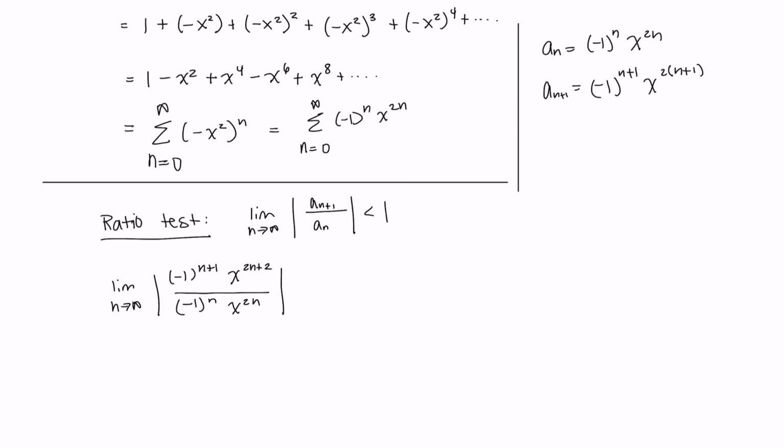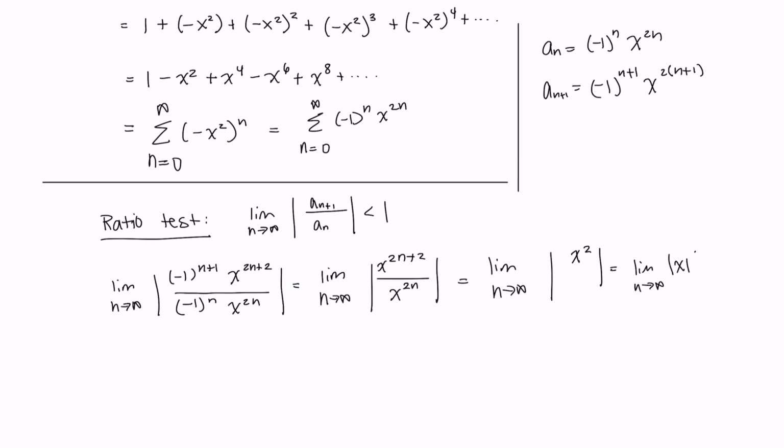Okay, now that you've paused your video, you can see I finished setting up the limit, and I went ahead and simplified this exponent here. So this is the limit as n approaches infinity of x to the 2n plus 2 over x to the 2n. This is the limit as n approaches infinity of the absolute value of x squared.